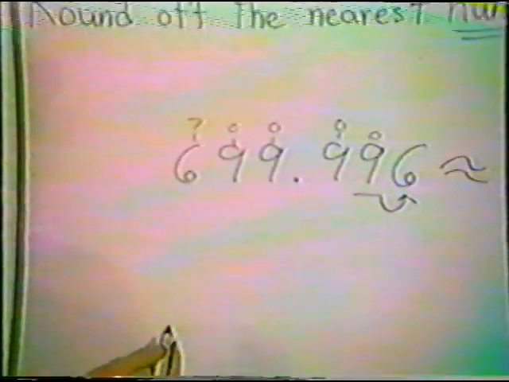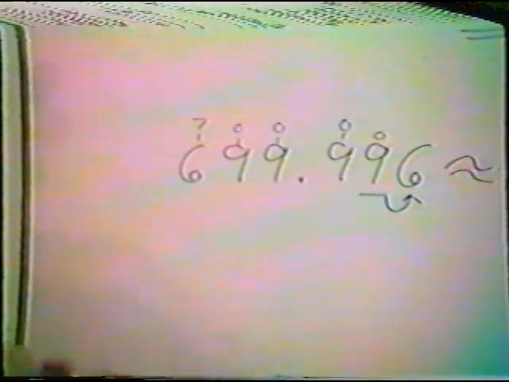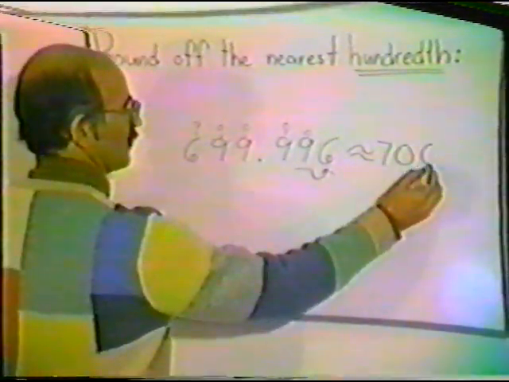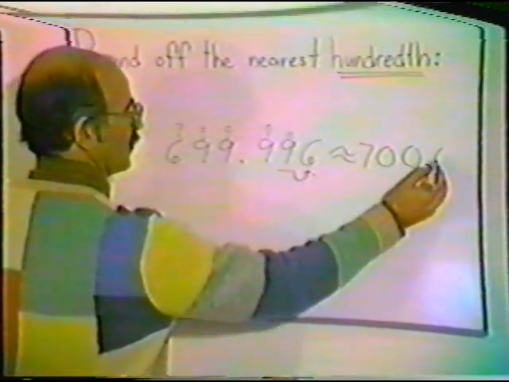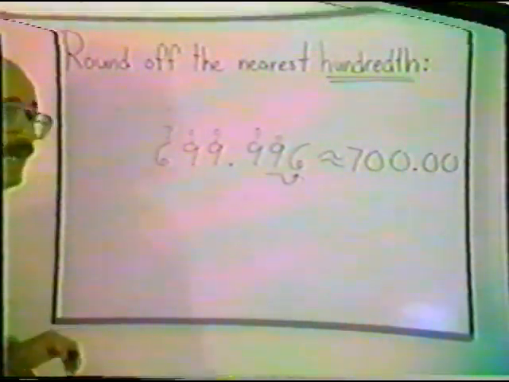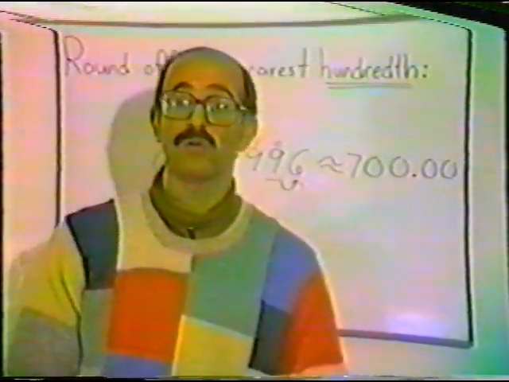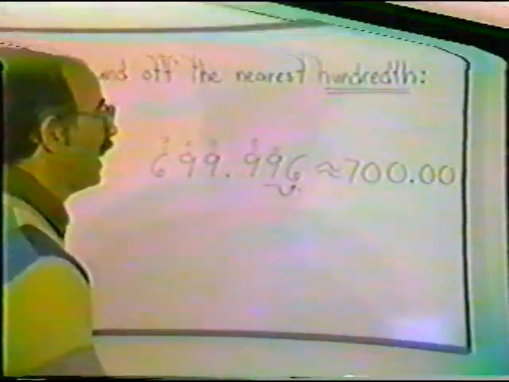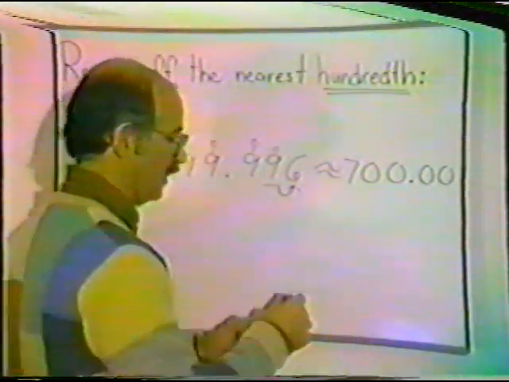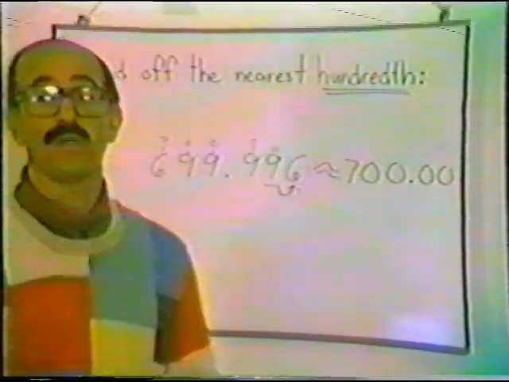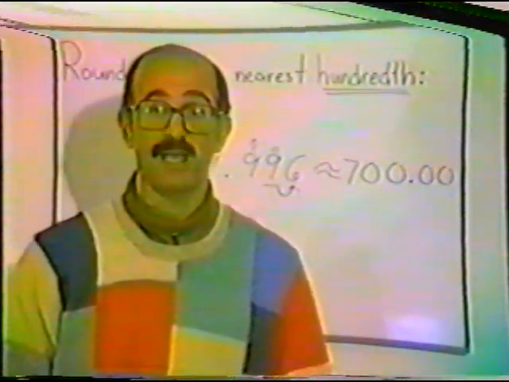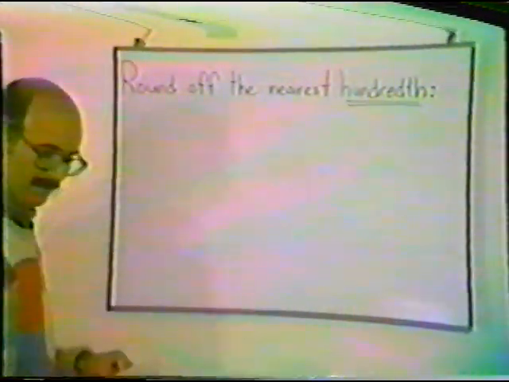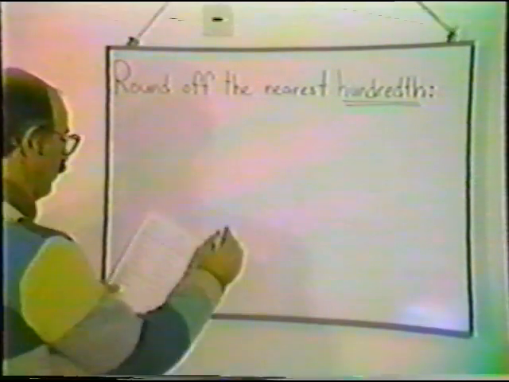7. Tell me what to write number by number as you read across the top. 7, 0, 0, point, 0, 0. Yes, notice that since we were told to round off to the hundredths place, we had to put these 2 zeros in the answer. We had to fill the tenths and the hundredths places. And we'll do one more.